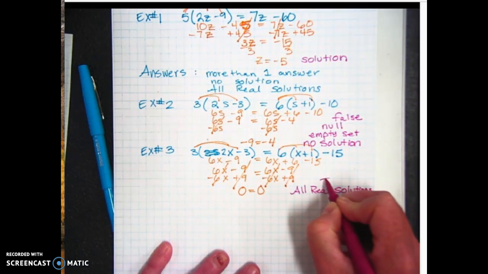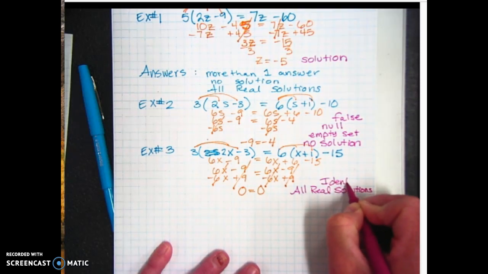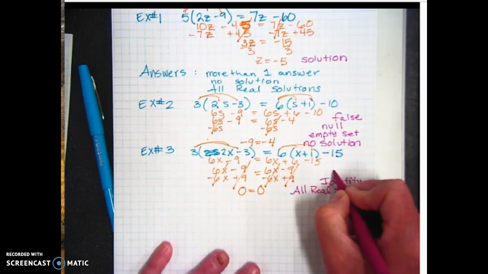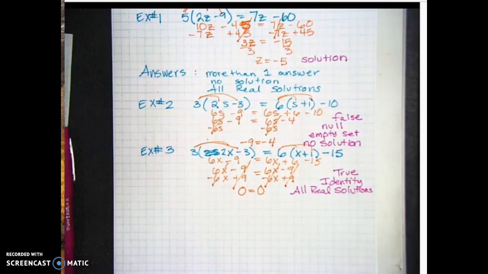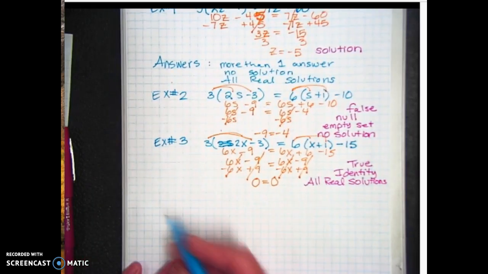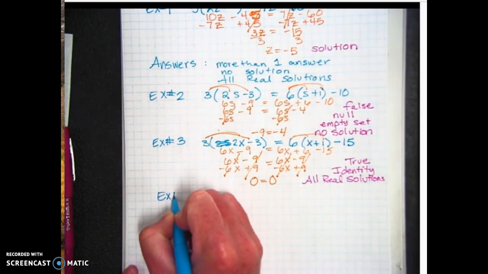Some books call it an identity. And then sometimes they say it's true. Those are all words that I've seen used to describe it. Okay? Most of your assignment are problems like this. Then you get to a set of problems that look like example number 4.